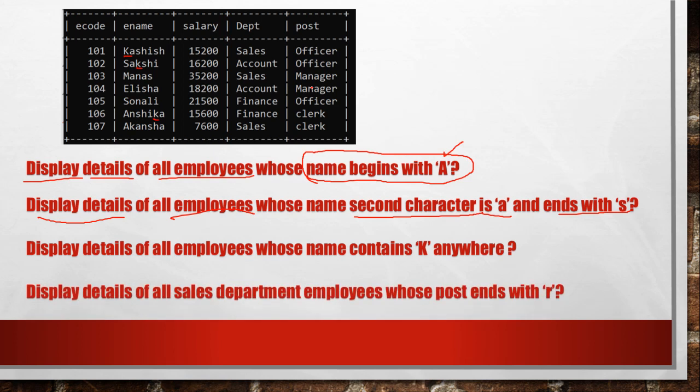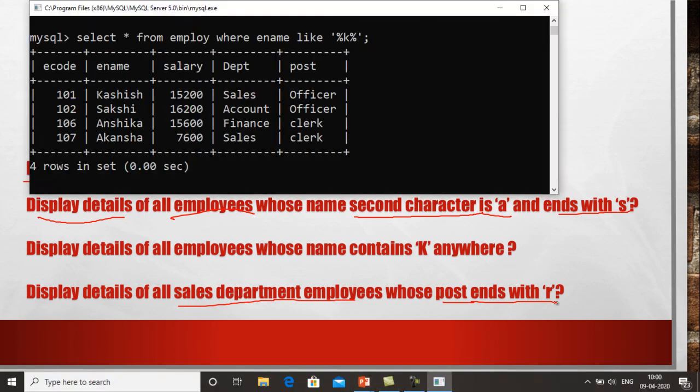And the next query is to display details of all sales department employees whose post ends with R. Over here we have specified two conditions. We have to display details of sales department employees and also their post ends with R. So let's do it.